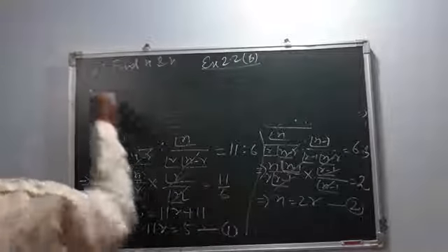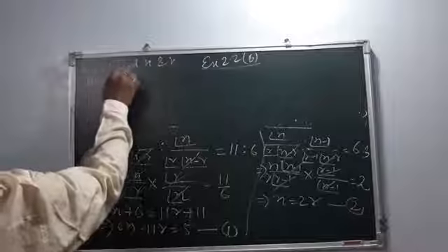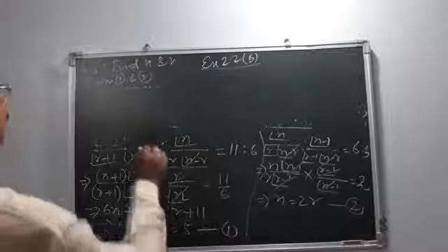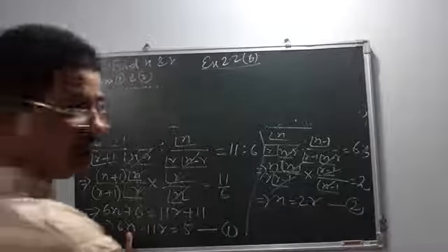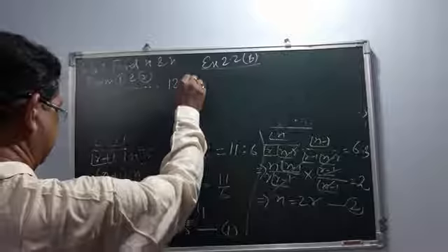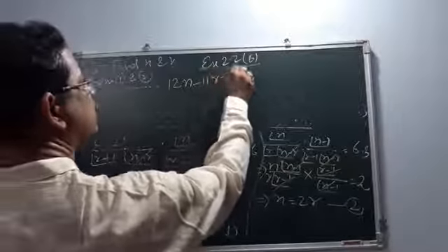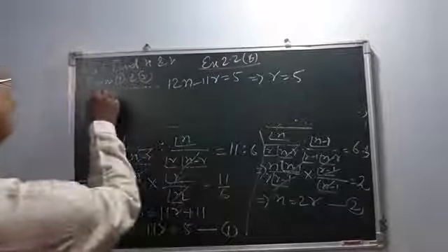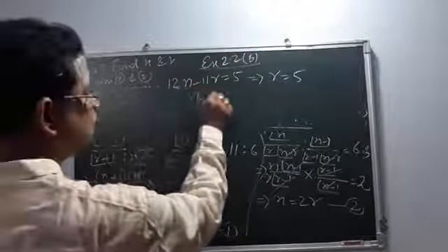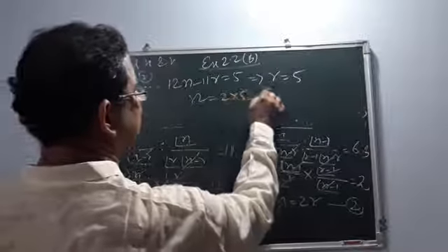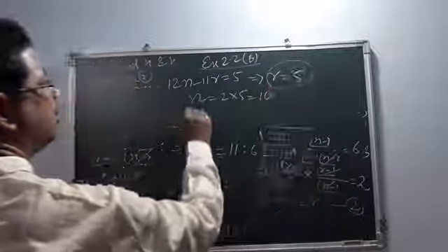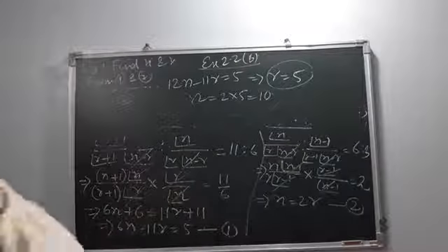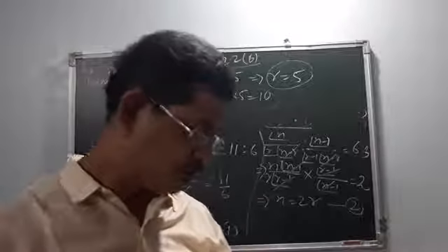From 1 and 2, if we replace n by twice r, it will be 12r-11r = 5, which gives r = 5. And from 2, we get n = twice r, that is 2 into 5, that is 10. So r is 5 and n is 10. This is our question number 6.1. Similarly you can do question number 2 also.